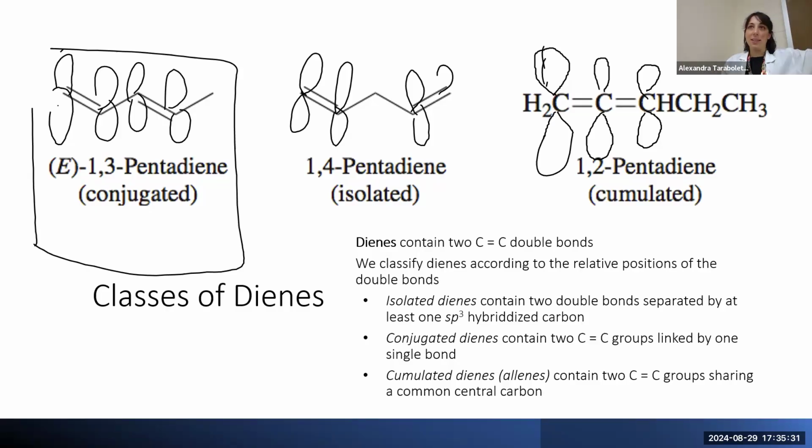So yes, there is still a shared pi system in a cumulated diene. You'll actually notice that here it's kind of scrunched up. Still two double bonds, but notice in the conjugated one, you actually have best case scenario where they're kind of spread out enough, but you still have overlap.